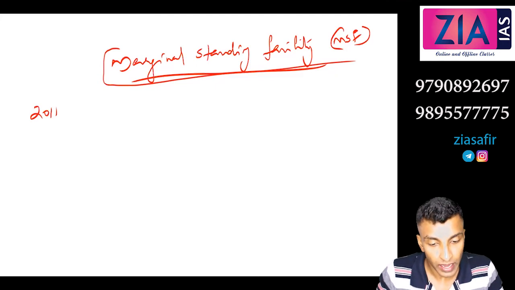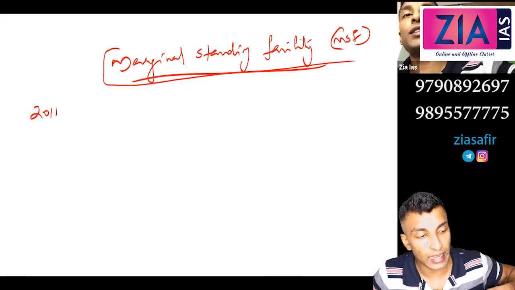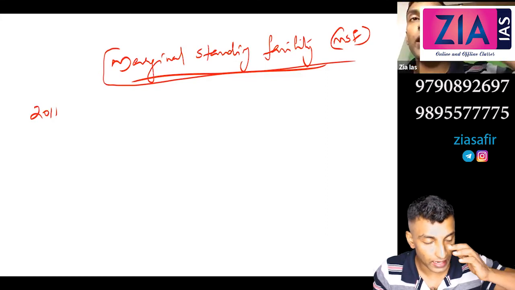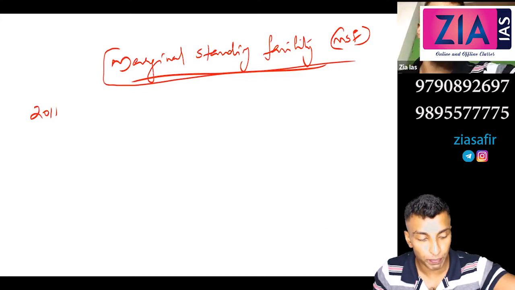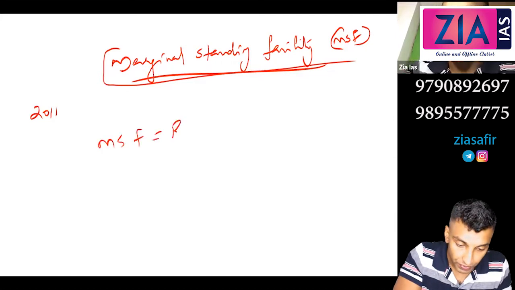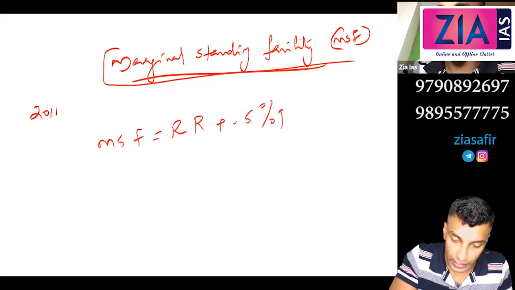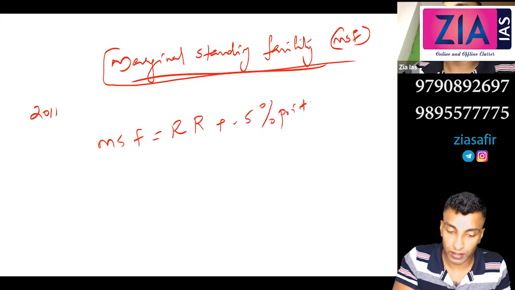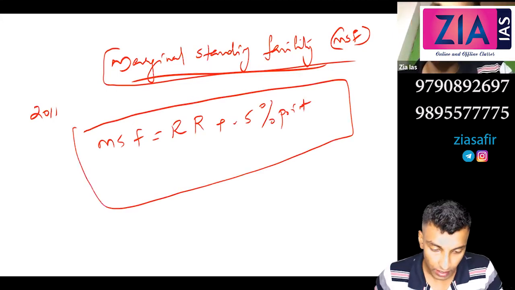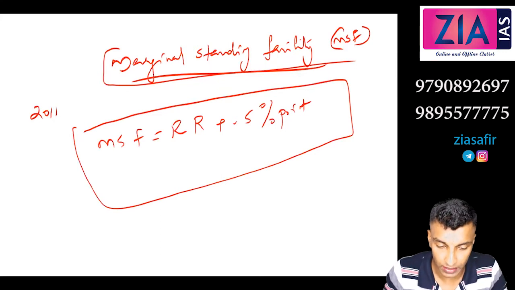So MSF. Because you get some relaxation in MSF, right? When there are relaxations, you need to pay more. So your SLR requirement is not compromised, and you need to pay more interest. So MSF is actually equal to repo rate plus 0.5 percentage point. That means if repo is 4%, MSF is 4.5%.